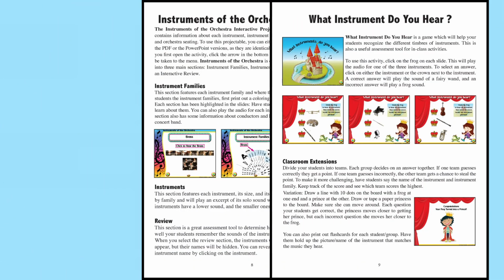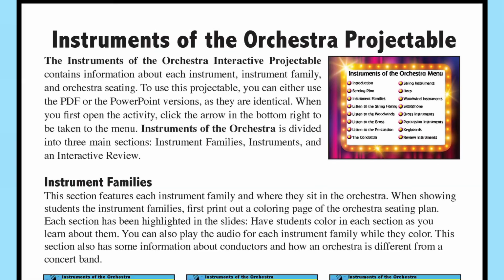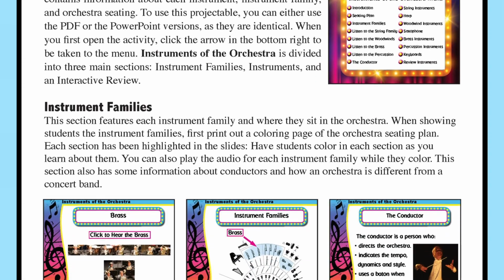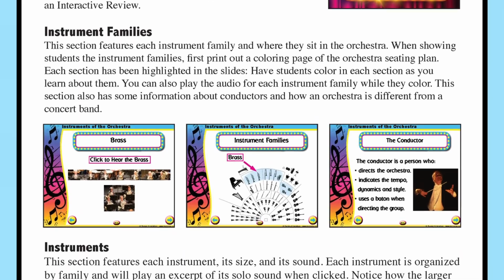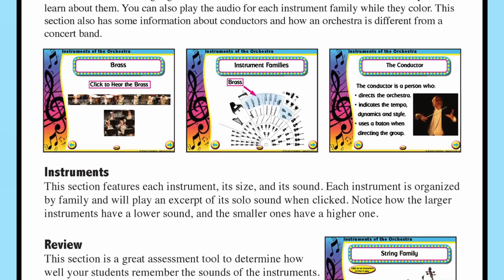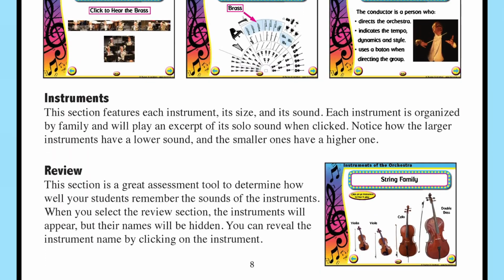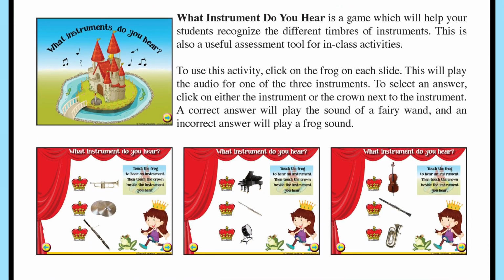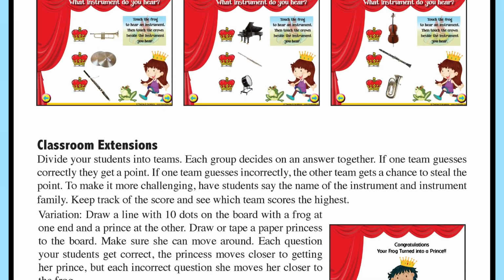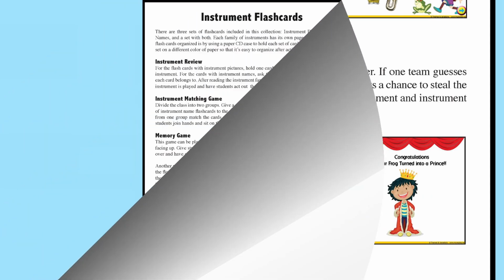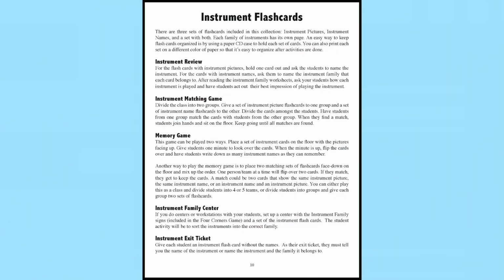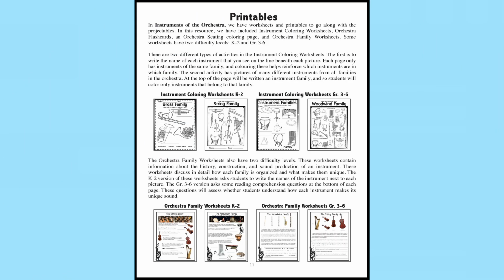These two pages dive into the projectables, Instruments of the Orchestra and What Instrument Do You Hear? Instruments of the Orchestra is a great way to introduce the students to the different instrument families, and the way the orchestra is organized. What Instrument Do You Hear is a game to help students recognize the different timbres of instruments. There are 3 sets of flashcards included in this collection: instrument pictures, instrument names, and a set with both. There are a few games and activities suggested here for different ways to use the flashcards.